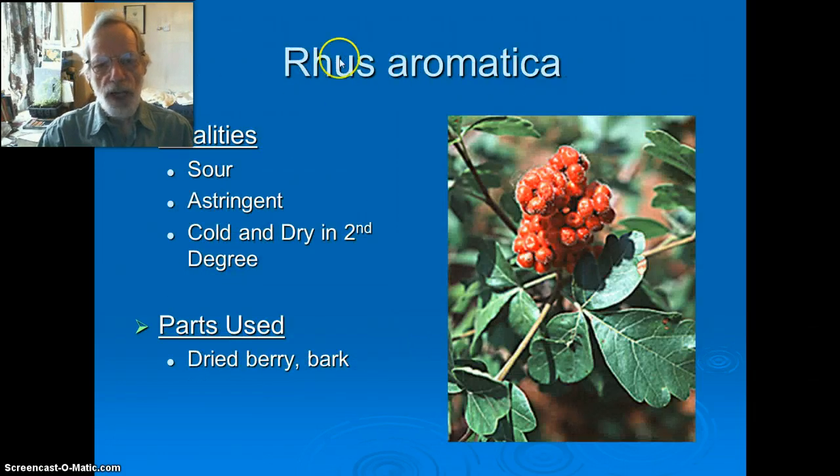Another favourite of mine, Rhus aromatica, sweet sumac. It comes as these berries, and it's astringent but also sour. Culpeper puts it cold and dry in the 2nd degree, so quite a cooling herb, this one. And you use the dried berries, or sometimes you can use the bark. And this is used as a condiment in the Middle East.